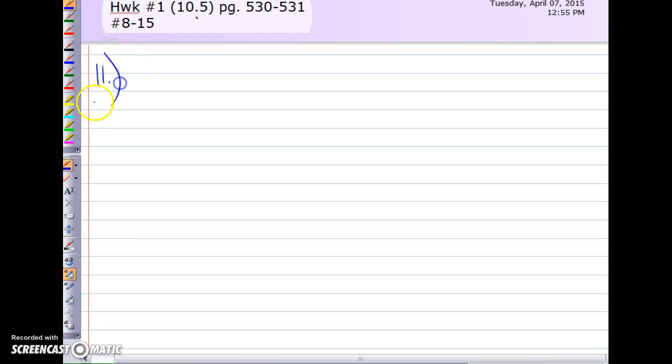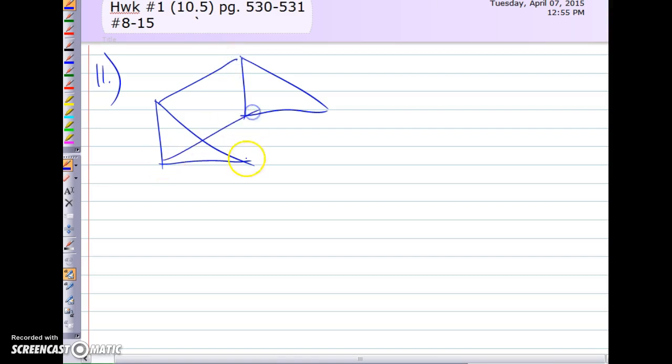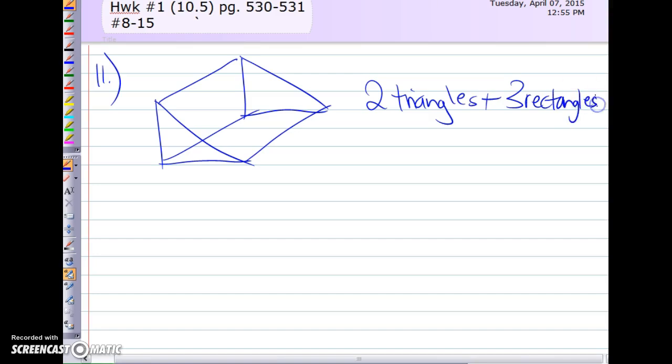11. Number 11, what I see here is a triangle, another triangle back here, and then a couple of rectangles. So I see 2 triangles, plus I see 3 rectangles. So what I want to do is find the area of each triangle first. So let's take these triangles. Let me highlight that for us here. So we've got a triangle here and a triangle here. Okay.